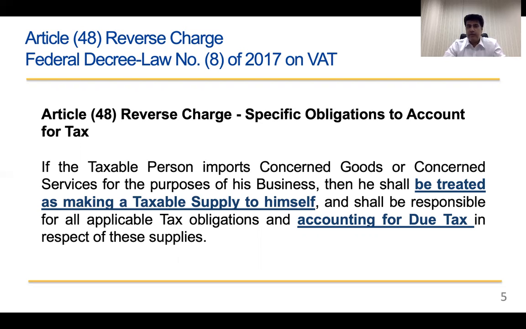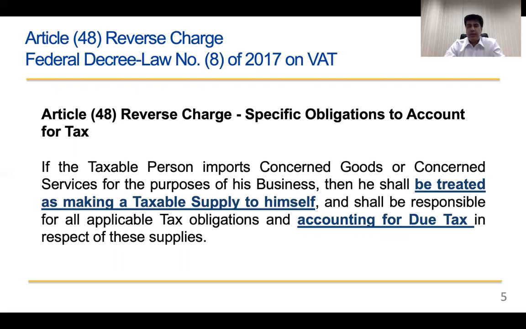So Article 48, reverse charge, which is a specific obligation to account for VAT, is what it's talking about. If a taxable person imports concerned goods or concerned services for the purpose of his business, then he shall be treated as making a taxable supply to himself. Interesting point. Treated as making a taxable supply to himself, and shall be responsible for all applicable tax obligations, accounting for due tax in respect of these supplies. Nowhere in the law are we talking about payment.